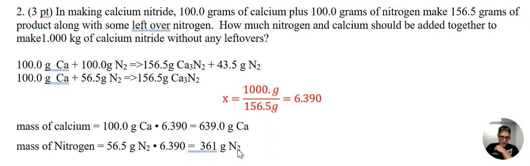Now notice that my significant figures are different here because when I multiply 100.0 grams by 6.390, each of those has 4 significant figures. But here I have 3 significant figures in 56.5 multiplied by a 4 significant figure number. So I'm only going to have 3 significant figures in that answer. So that's how you can work your way through that problem.